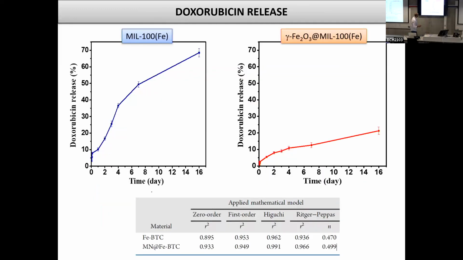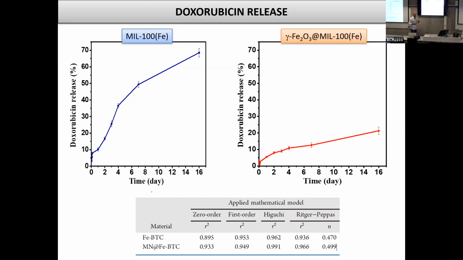Moreover, we performed the release study of the drug. We observed only a partial release of the drug by this system. In particular, for the composites, we released only 20% of the loaded drug. Maybe there was an interaction between doxorubicin and magnetic nanoparticles.